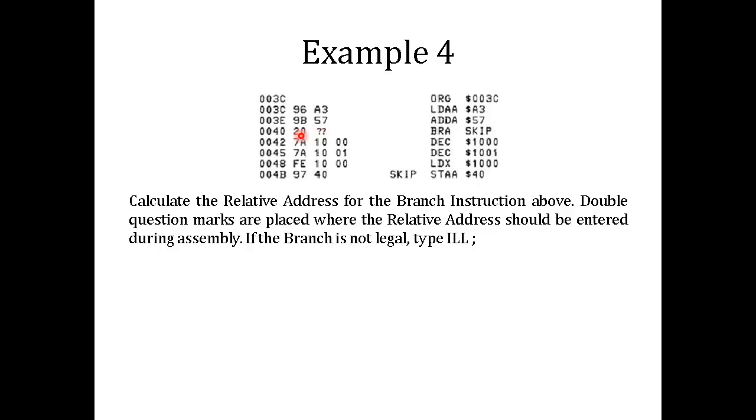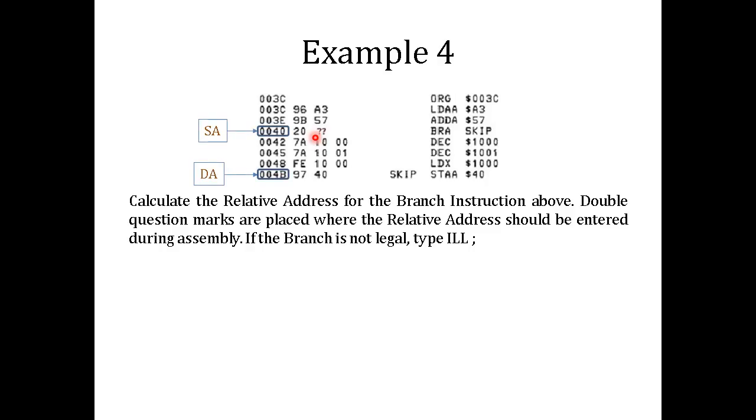I got from my instruction set, right? Because remember, the first byte of the object code I get from column 5. But the second byte, which is marked as a question mark, is the relative address that I need to calculate. Okay? How can I calculate it?